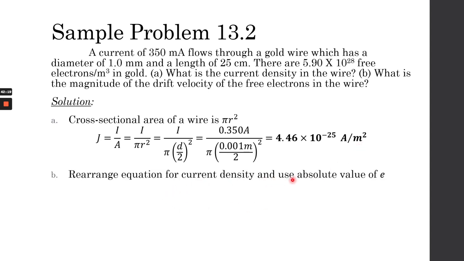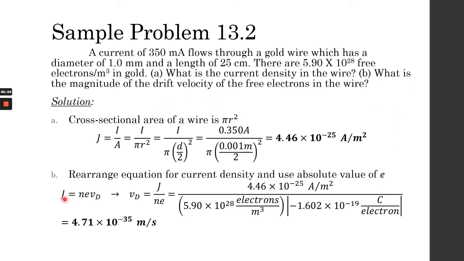Rearrange the equation for the current density and use the absolute value of e to get the drift velocity. So we know this equation right here, right? The current density is equal to number density multiplied by e multiplied by v_d. So now we know J. They gave us n, and we should know e. So e is the charge of an electron. This is something that you guys should be familiar with already. When we're talking about electrons, you should immediately know the charge. Rearranging the equation for drift velocity, we get J over ne.